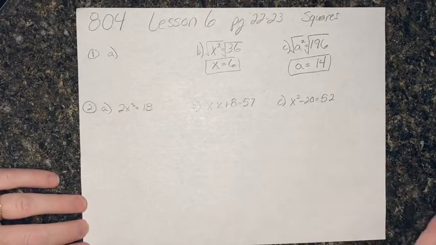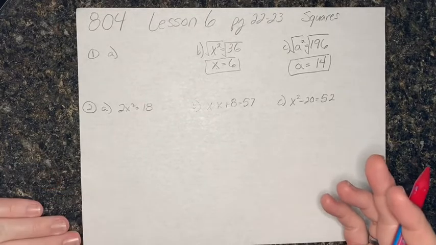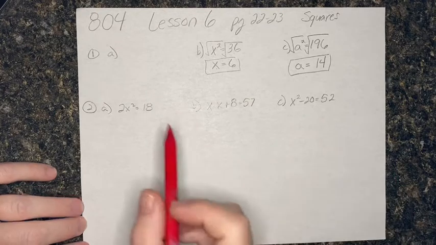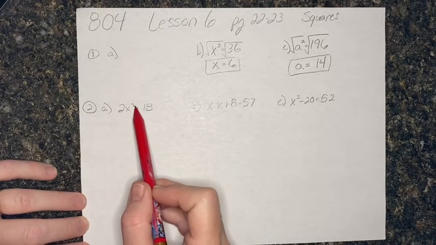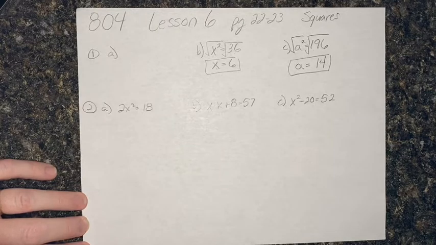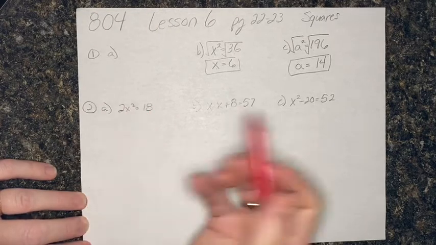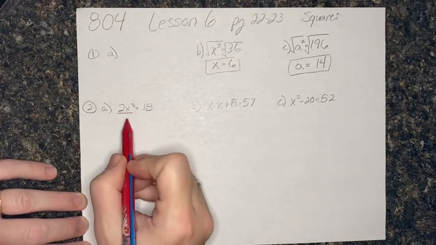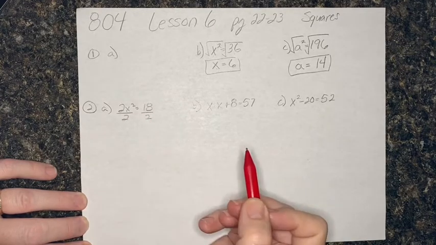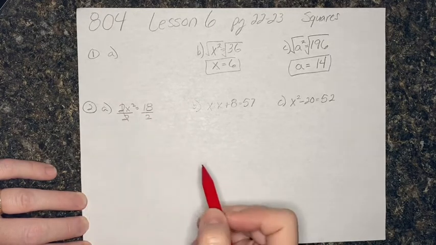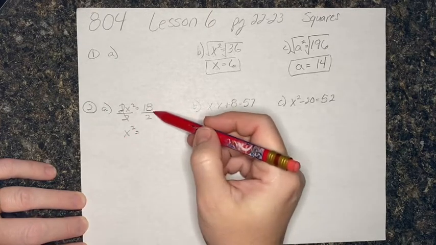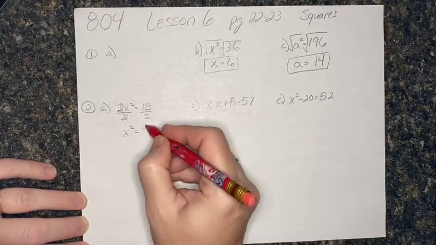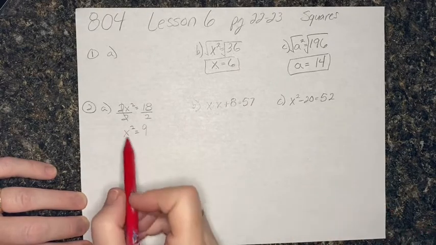Let's take a look at problem 2. Problem 2's got a little more complicated. We've got a few more steps to do, but it's nothing we can't handle. For 2a, we've got 2x squared equals 18. Well, 2 is being multiplied by x, so that's our first step. We want to do the opposite and divide both sides by 2. That cancels this 2 out, and we're left with x squared is equal to 18 divided by 2, which is 9.